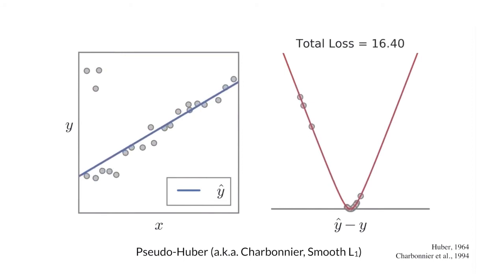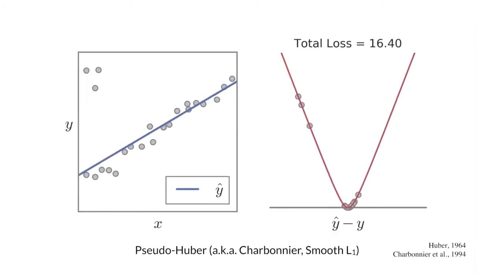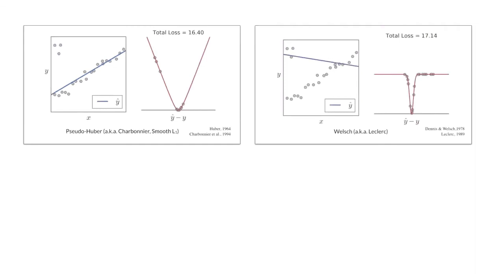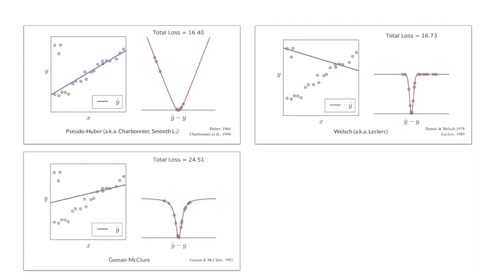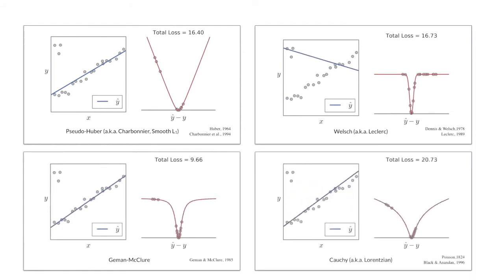But I'm not satisfied yet, so let's try some other losses. So we have the Welsch loss. The results are trash. The Geman-McClure loss. It fits this data better. Now Cauchy's loss. This fits the data even better.